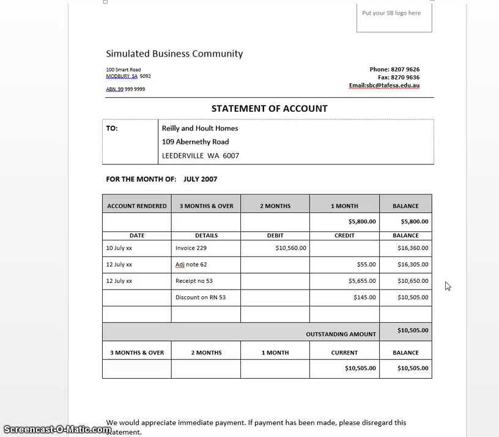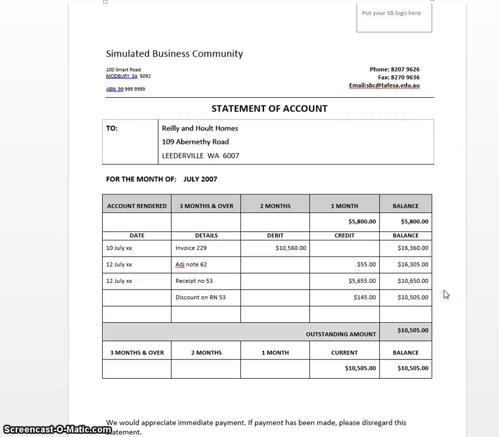They also received a credit note because they returned some goods that were badly scratched. This amount is deducted from the amount that they owe, so that their new balance is $16,305. Riley and Holt Homes sent us a cheque for $5,655 in payment of the amount outstanding from June. You can see that the amount outstanding from June was $5,800. However, we provided them with a discount of $145 because they have paid their account within 30 days.